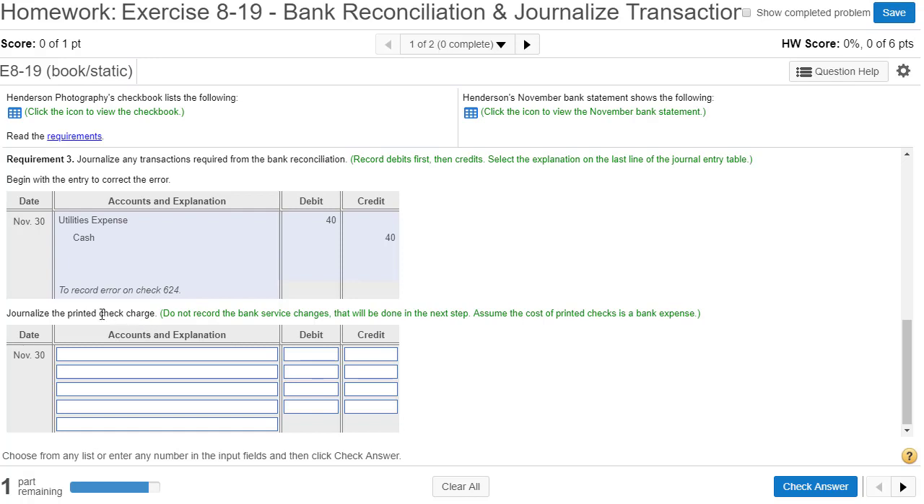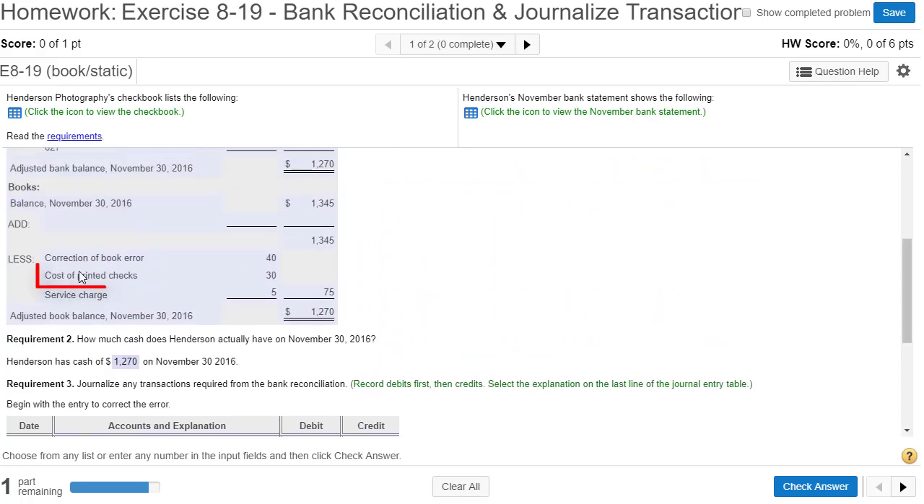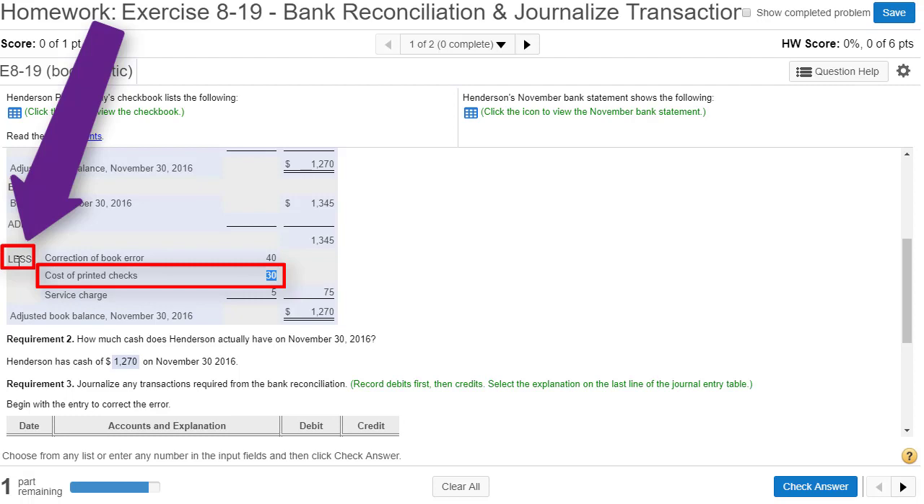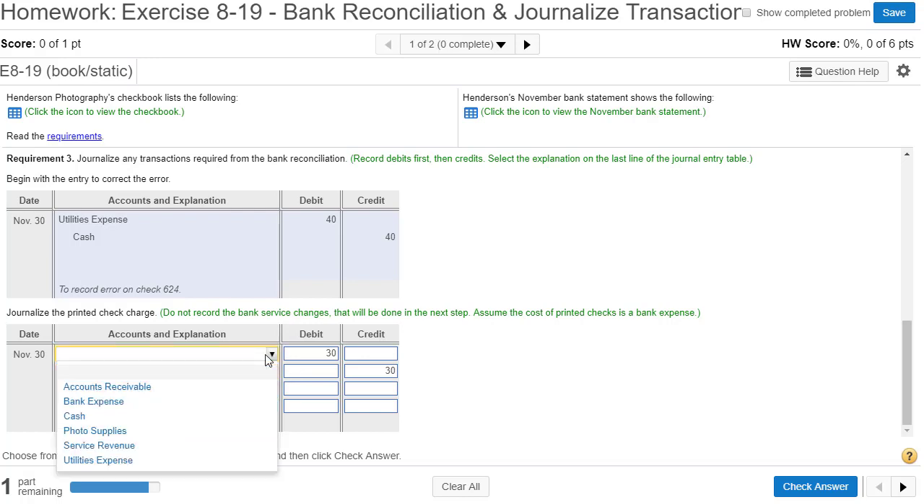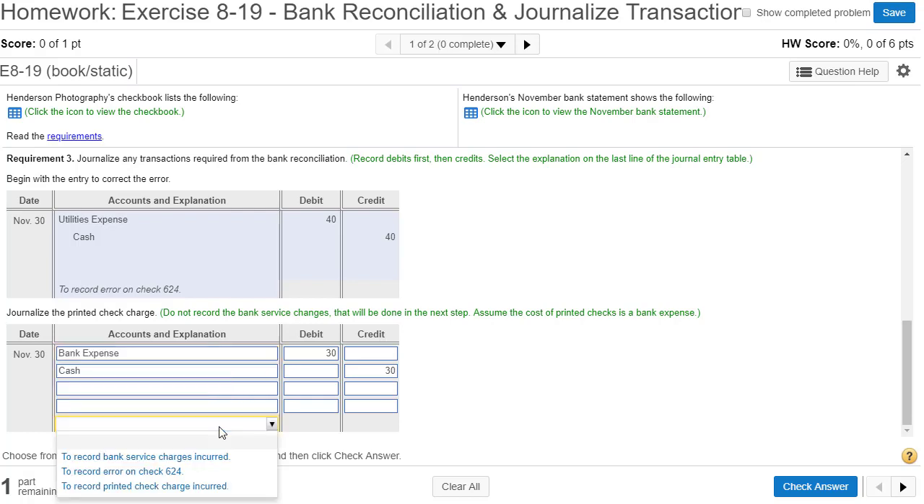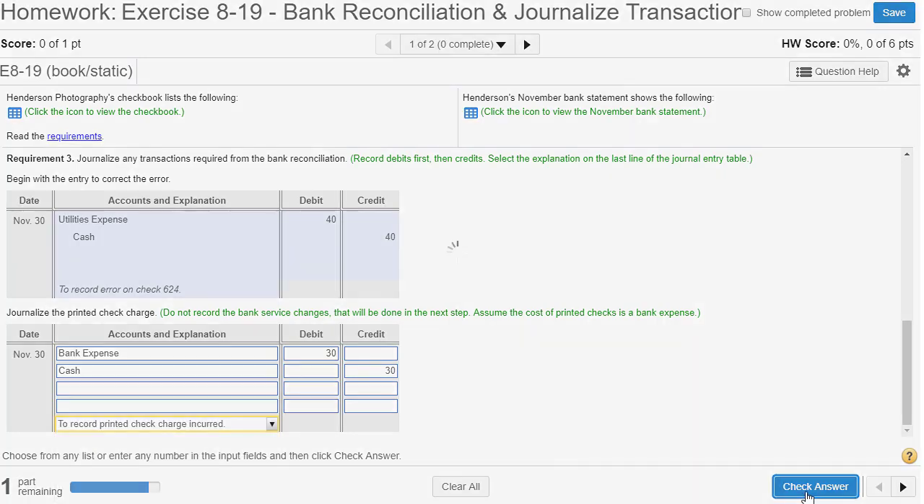Next, journalize a printed check charge. So up here, the check charge was $30. And notice it's making our cash balance go down, so we have to subtract from cash 30. Cash is going down, so that's the credit. And let's see in our chart of accounts what we've got here. So there is no check charge account, so we're going to have to go with bank expense. To record printed check charge incurred.